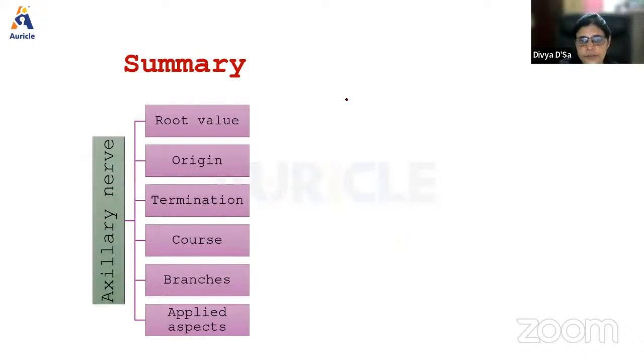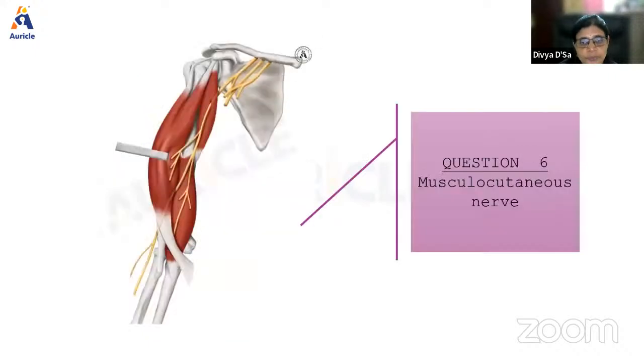So for axillary nerve, you talk about the root value, C5, C6. Then where it is formed, its divisions, anterior and posterior divisions. Both will supply the deltoid muscle, and it gives the upper lateral cutaneous nerve of arm. For applied aspects, you will write about paralysis of deltoid muscle as well as regimental badge syndrome.